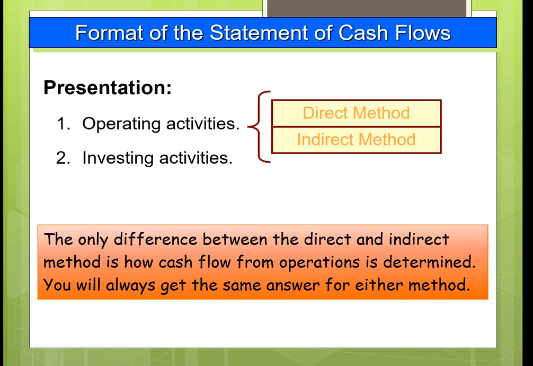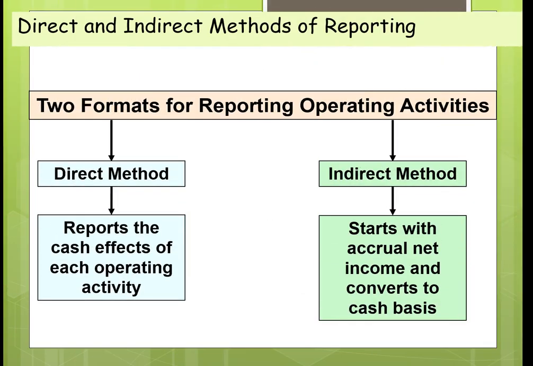Then we separate out investing activities, buying and selling long-term assets, and then financing activity, buying and selling stocks, issuing bonds, buying other people's stock, issuing dividends. This all goes there. All right. Again, if we use the direct method, it reports the cash effects of each operating activity. Indirect, we take accrual net income and we're going to convert it to cash.